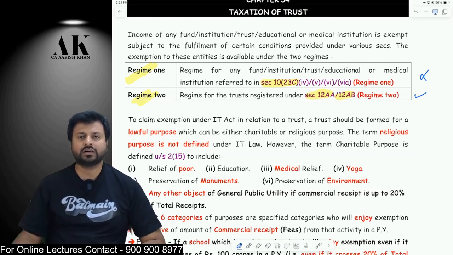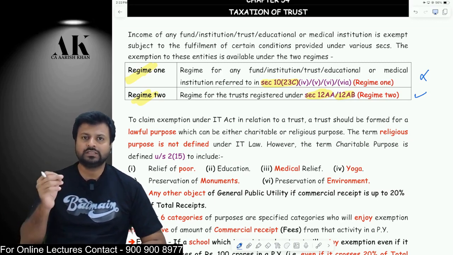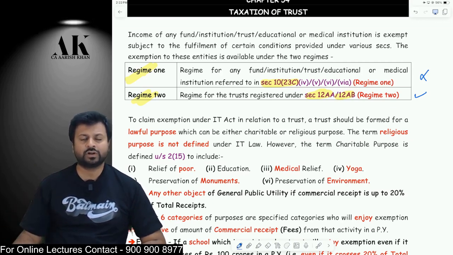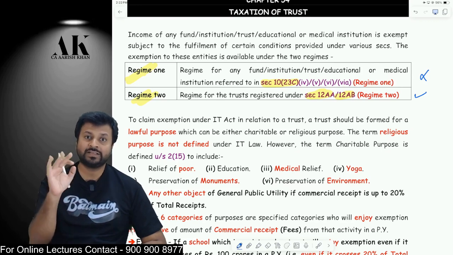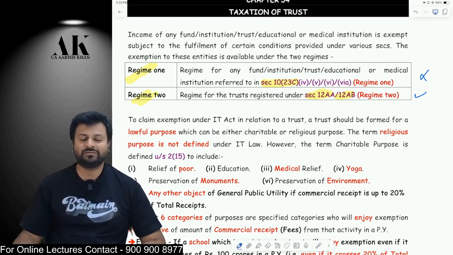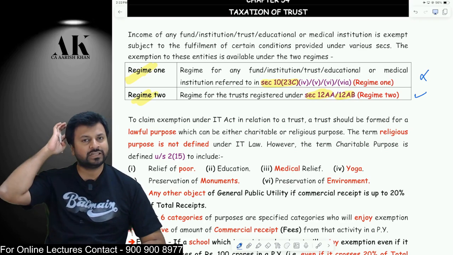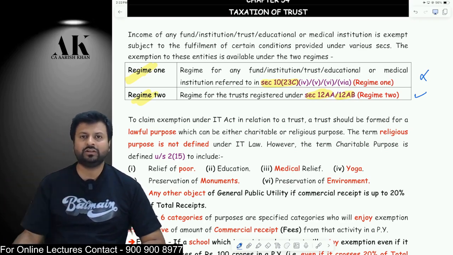A trust should be formed for a lawful purpose. A trust cannot be formed for an unlawful purpose. A trust should always be formed for a lawful purpose. Now, which lawful purpose? Either it has to be for a charitable purpose or a religious purpose. Are the terms charitable purpose and religious purpose defined under the income tax law? The answer is yes, as well as no. The term charitable purpose is defined under income tax law, but unfortunately the term religious purpose is not defined under the income tax law. That you have to understand in common language, in common parlance.